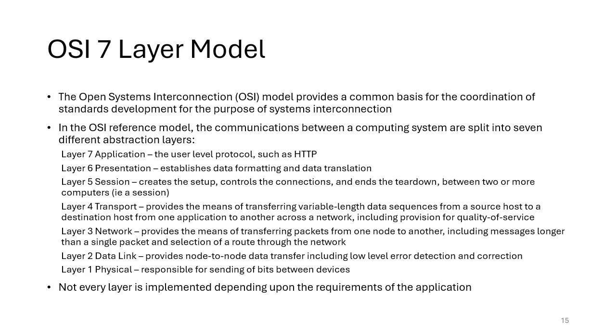Now, when we get to layer 3, we're no longer talking about Ethernet now. We're now talking about some sort of protocol that sits on top of Ethernet or whatever your network is. So layer 3 is the network layer that provides a means of transferring packets from one node to another, including longer messages than a single packet and selection of a route through the network.